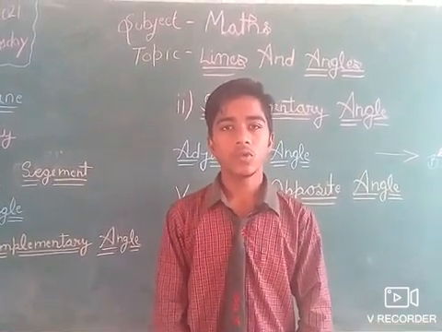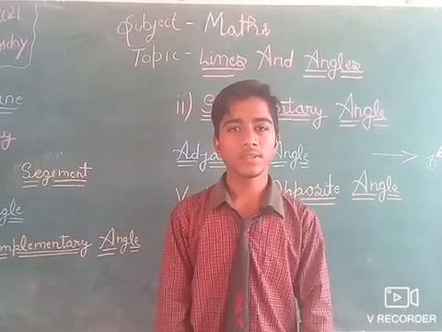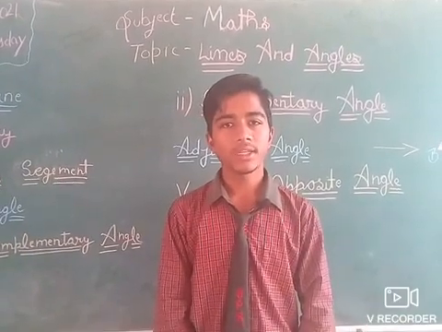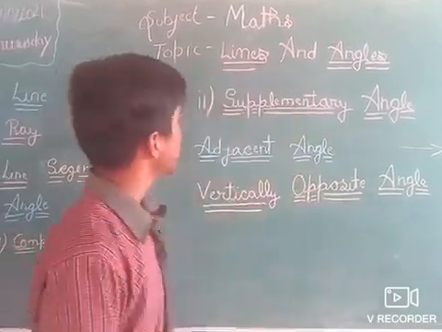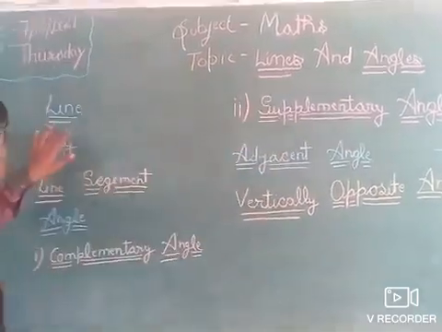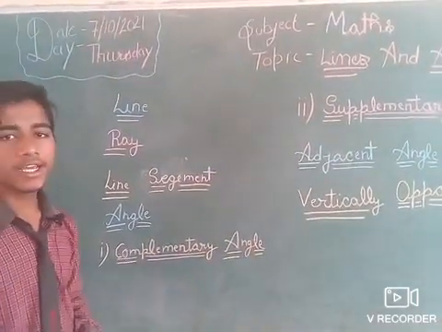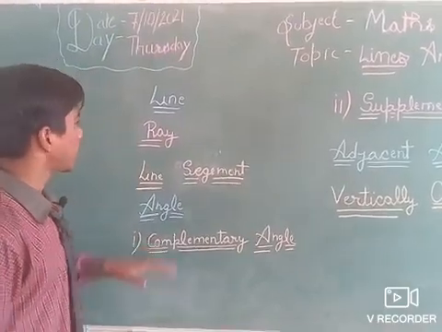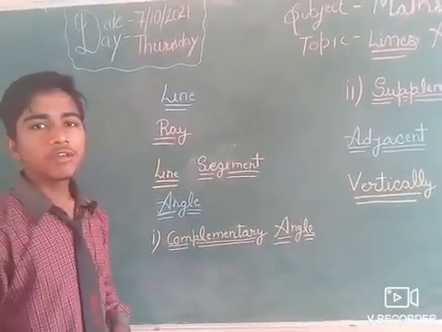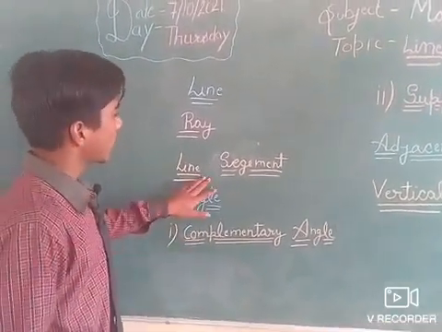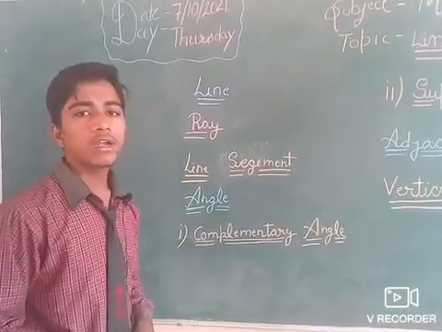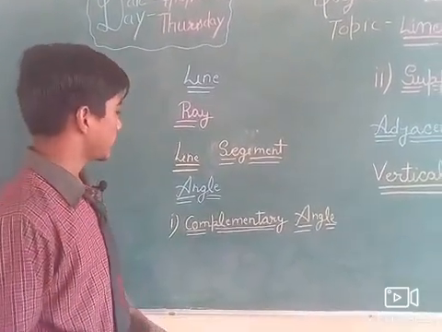Today I am here to do mastering the concept. My subject is maths and my topic is lines and angles. So friends, firstly, lines. What is a line? A line has no endpoint. A line has indefinite length. Now, ray. A ray has only one endpoint. Now, line segment. A line segment has a definite length and two endpoints.